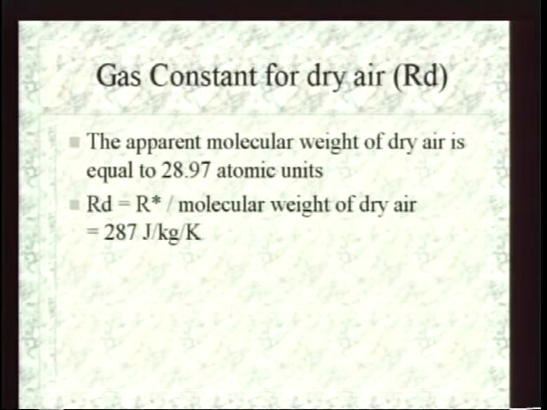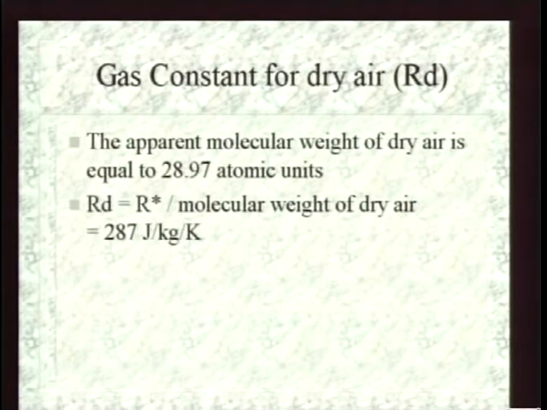So to convert R star to the gas constant for dry air, you take the R star and you divide by the molecular weight of dry air. And when that is done, we end with the value of 287 joules per kilogram per Kelvin.